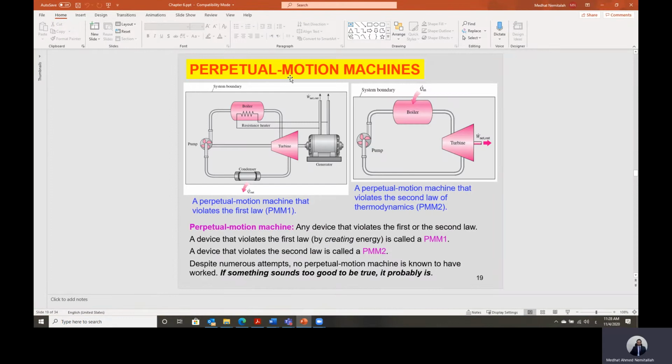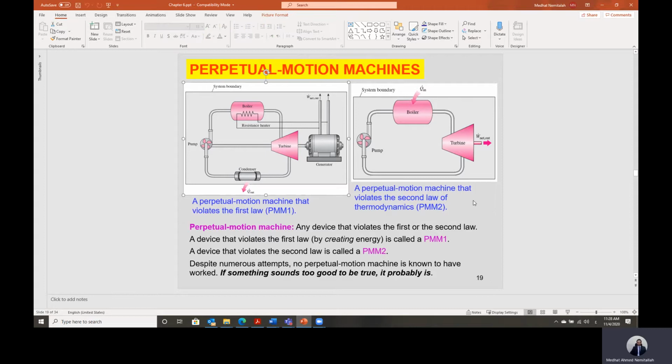We have a kind of machine which we call a perpetual motion machine. Those perpetual motion machines are machines which are in violation of either the first law of thermodynamics or the second law of thermodynamics. If the machine is in violation of the first law of thermodynamics, we call it perpetual motion machine 1. If it is in violation of the second law of thermodynamics, we call it perpetual motion machine 2.